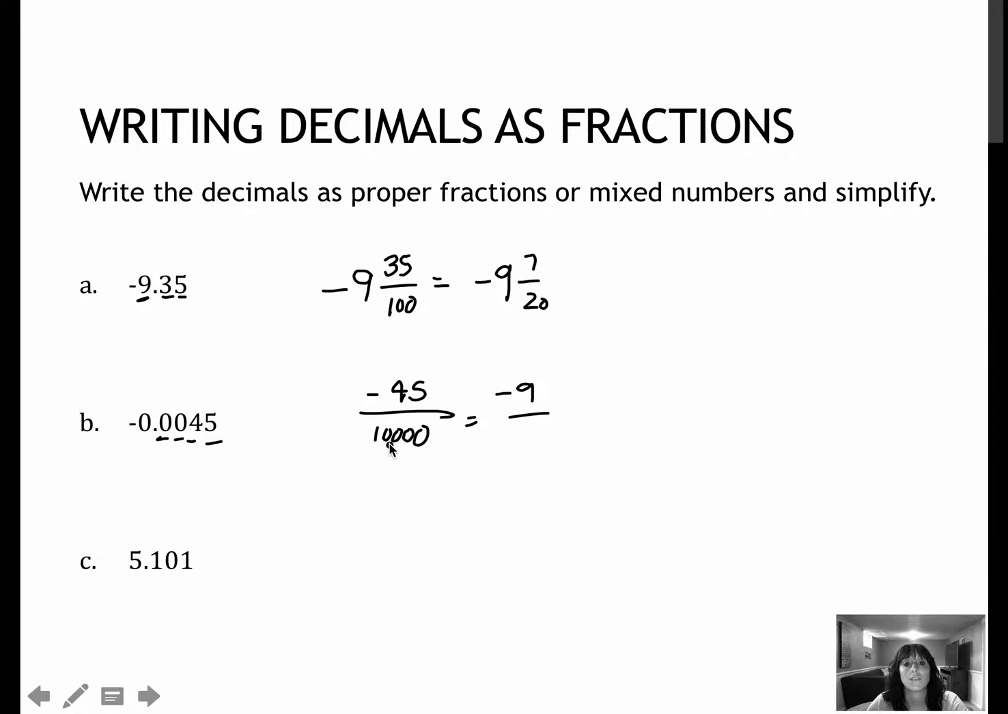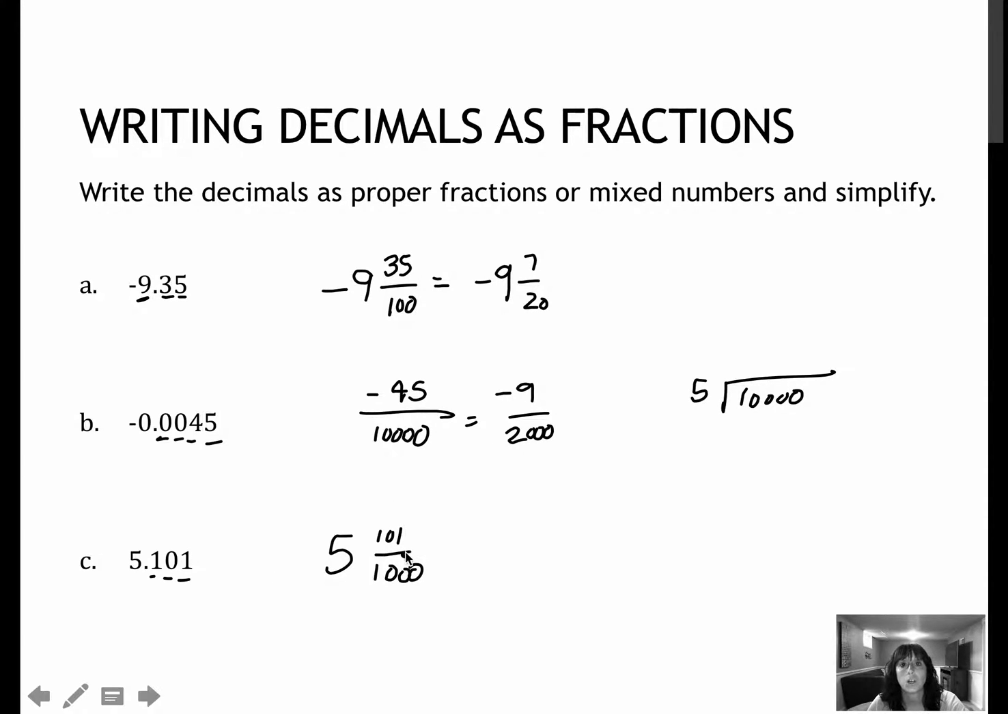And then 5 goes into 10,000, 2,000 times. Again, if you need to, you would just go off to the side and divide. So you're free to do that for those questions. And for the last one, it would be 5 and 101 over tenths, hundredths, thousandths, so 101 over 1,000. And in this case, there would be no number that goes into 101.